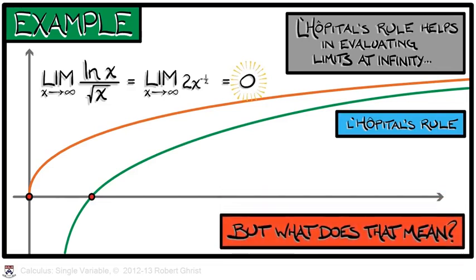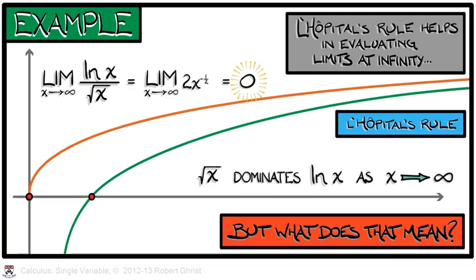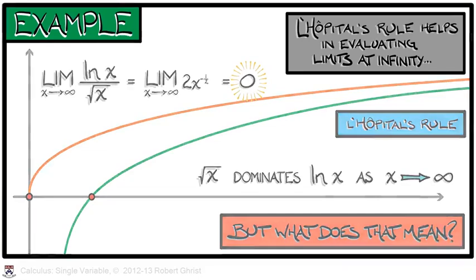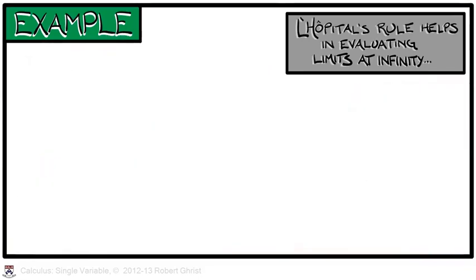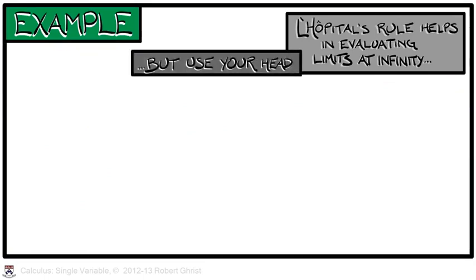Well, that's the answer, but what does that really mean? Log of x is going to infinity, square root of x is going to infinity, their ratio is going to 0. What that really means is that the square root of x dominates the log of x. It grows much faster than the logarithm does. While it's true that L'Hopital's rule tends to be helpful in evaluating limits at infinity, it's not universally helpful. Sometimes you have to think.